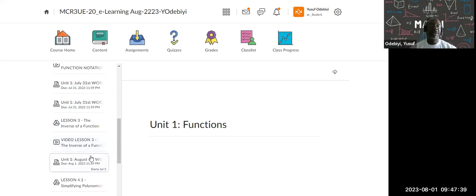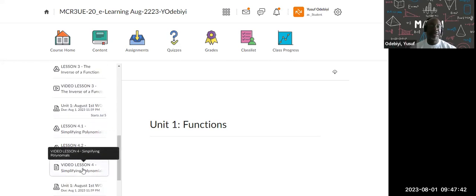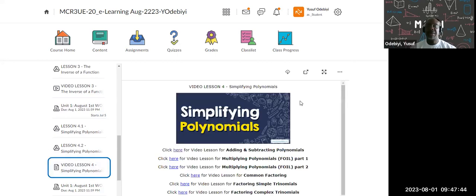So inverse of a function, simplifying. There we go. So simplifying, yeah, I just realized there's a bunch of these. So simplifying polynomials, which you're going to have to know. There's a bunch of videos here. I don't have time to go through all these videos, but you need to go through them on your own. So adding, subtracting polynomials, we can do that. Multiplying polynomials using the FOIL method. We should know the FOIL method from grade 10. There's a part 1, part 2. So let's look at the part 2.